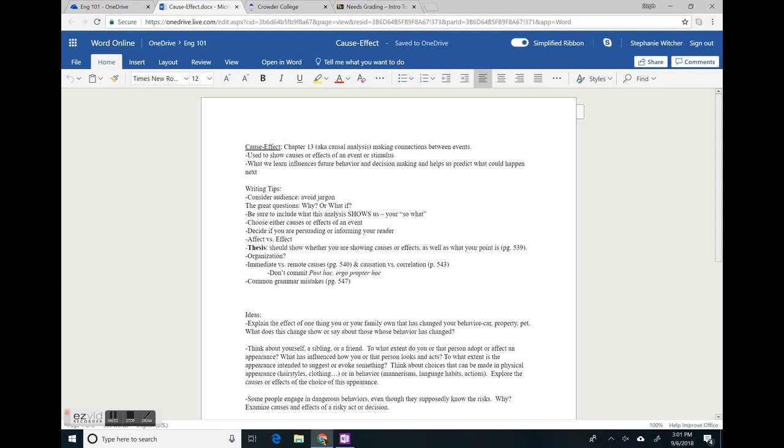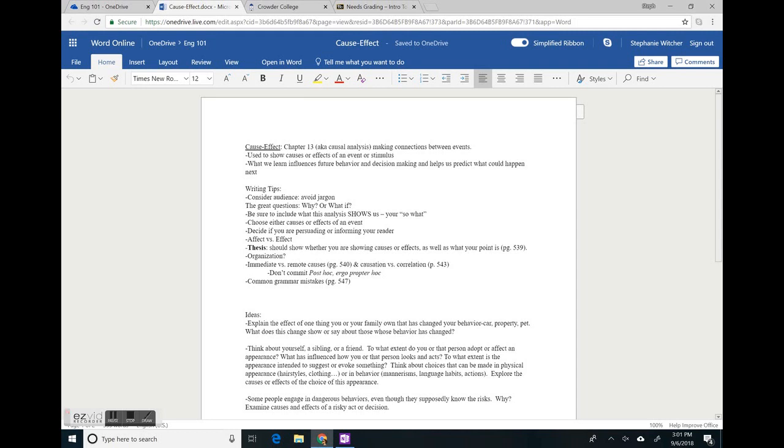So the thesis for this particular paper should make it clear whether you're showing cause or effect, what you're showing the cause or effect of, and what is your so what. So make sure you take a look at page 539 in the chapter, because they have some discussion of what a good thesis statement should have.